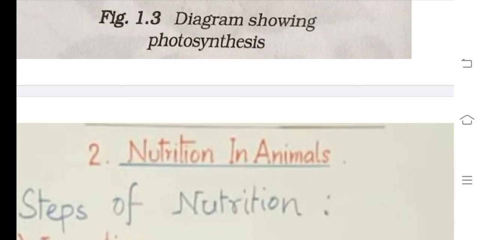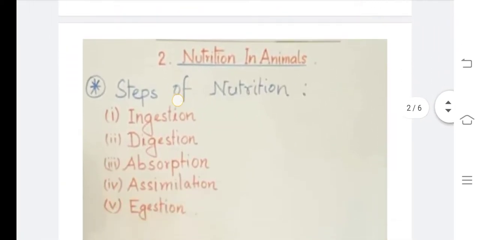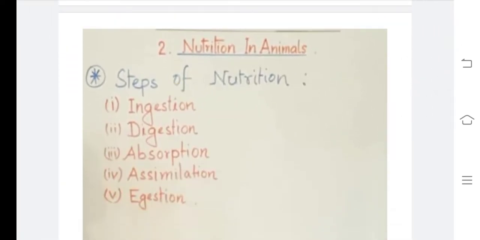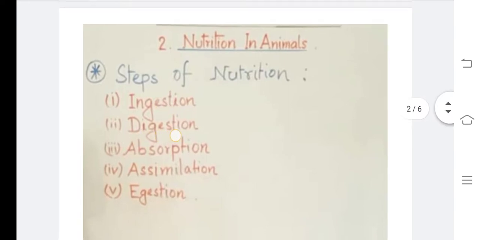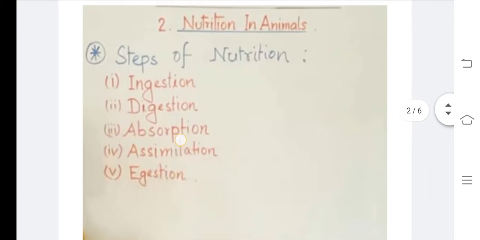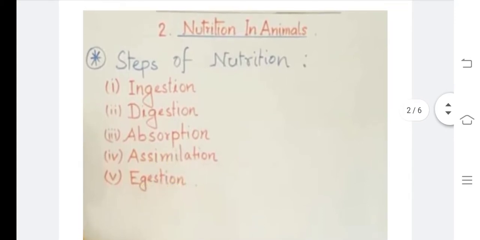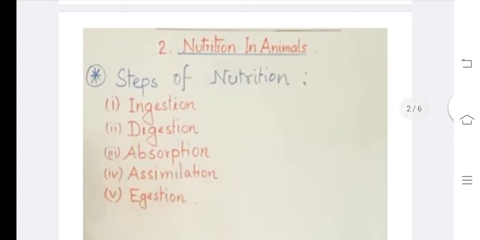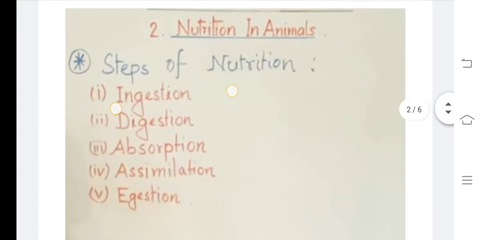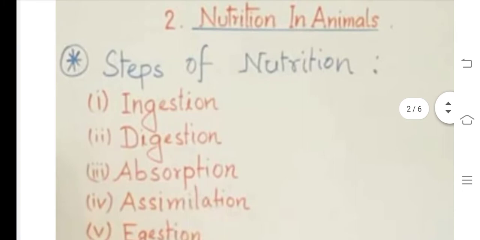Nutrition in animals consists of five stages. What are the stages? Ingestion, digestion, absorption, assimilation, and egestion. Let us understand one by one. What is ingestion? The process of intake of food. That means the way of taking food inside our body.